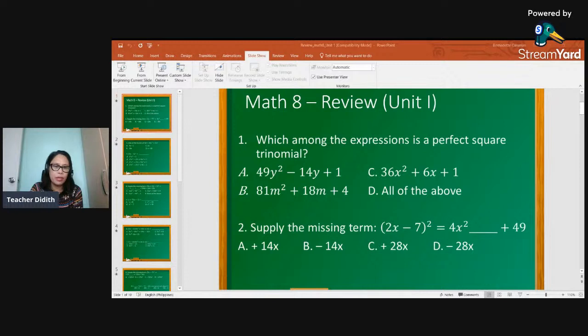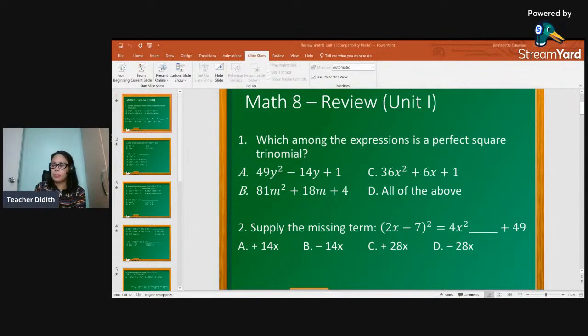So I'll start working on the review now. So for number one, majority has the answer already and it's A. So which among the expressions is a perfect square trinomial? So recalling a perfect square trinomial, definitely it has three terms. That's why it's called a trinomial. And usually two among the three terms of the trinomial are perfect squares, and they are usually placed as the first and the last terms.